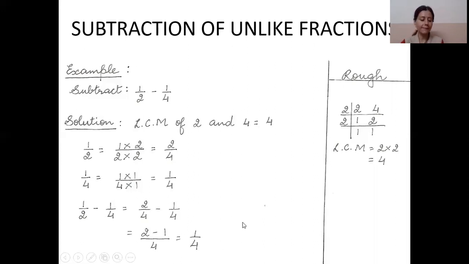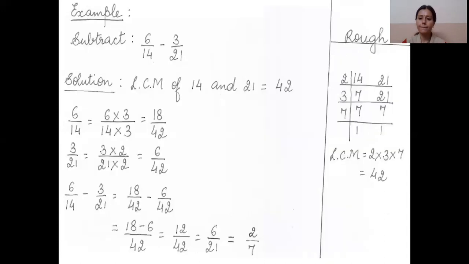Look at the next example, children. In the next example, 6 upon 14 minus 3 upon 21. Here again these are your unlike fractions. The denominators are different. So first of all, you will convert them into like fractions, but for that, first of all, you have to find out the LCM of the denominators. The denominators are 14 and 21. We'll find out the LCM of 14 and 21.